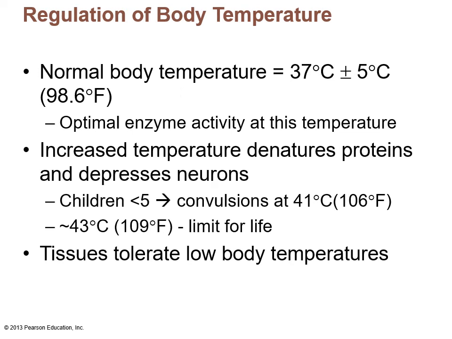So, body temperature regulation. Normal body temperature is 37 plus or minus 5 degrees Celsius. That equates to roughly 98.6 Fahrenheit. Enzymes function optimally at this temperature. When you increase the temperature too high, it denatures the proteins and interferes with the function of neurons. In children less than 5 years of age, convulsions can occur at 106 degrees Fahrenheit. The limit for life is 109 degrees. I've never seen it. Tissues tolerate low body temperatures extremely well, however.